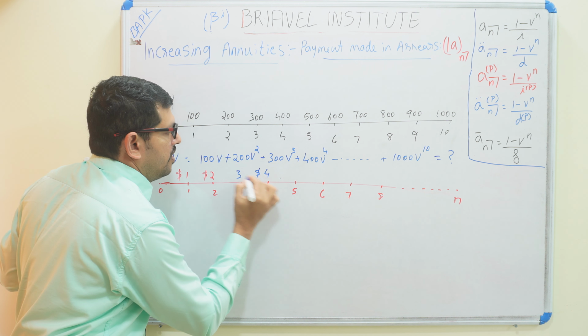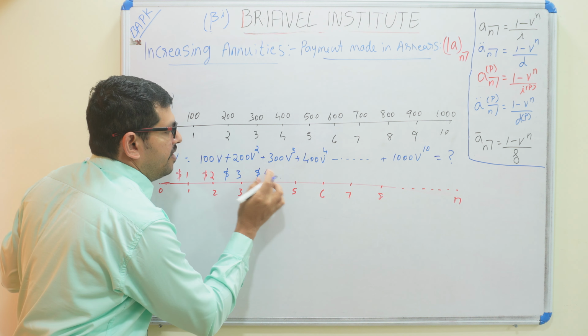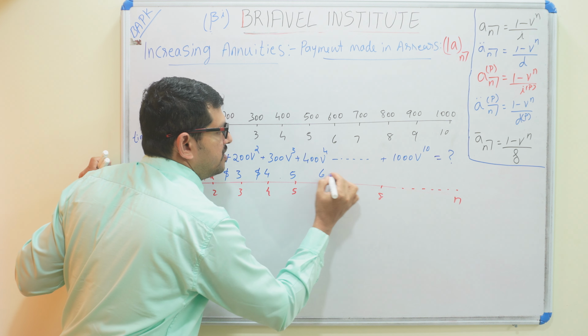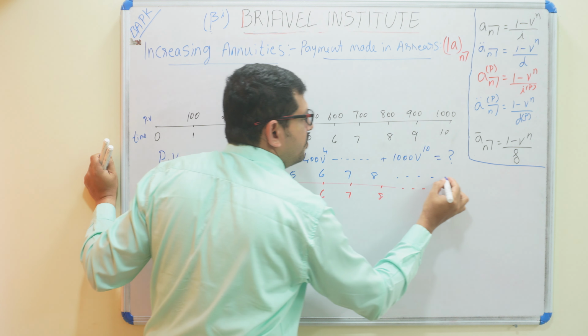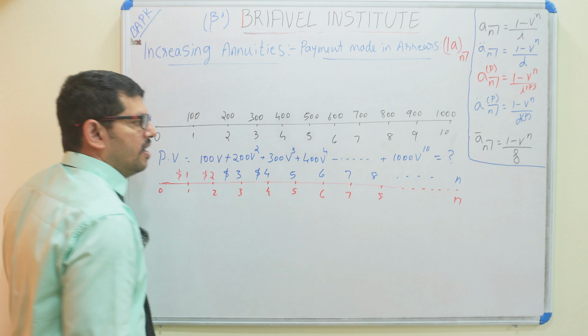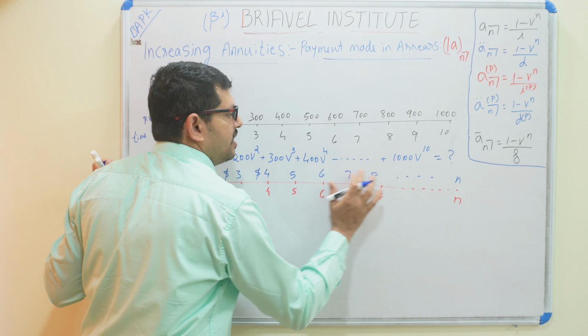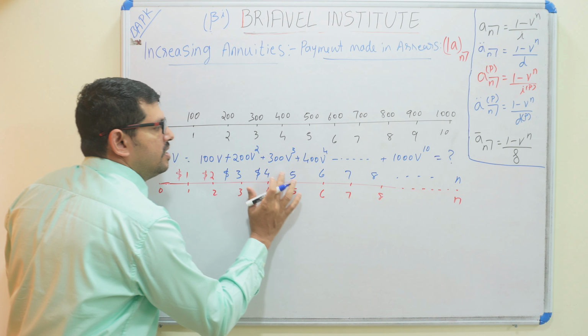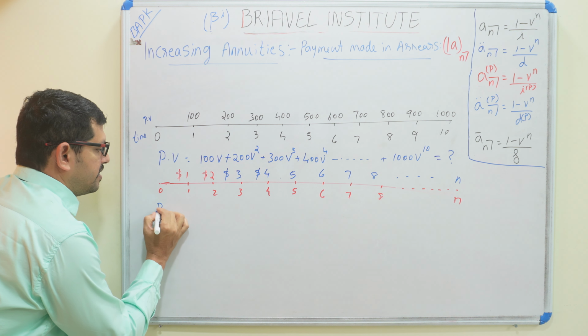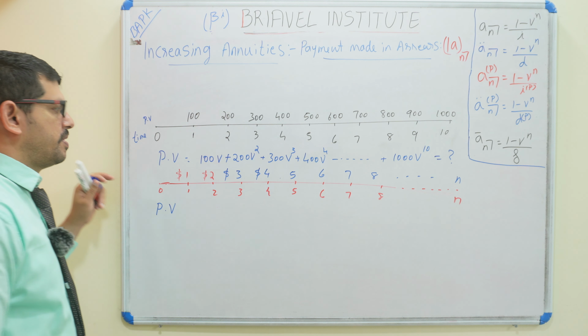And the fourth year I am getting 4 units, and 5, 6, 7, 8. So it is going up to the nth year. I will get n units. N is the amount. So every year 1 unit is increased in every year. So how to make a present value? How can I make a present value?